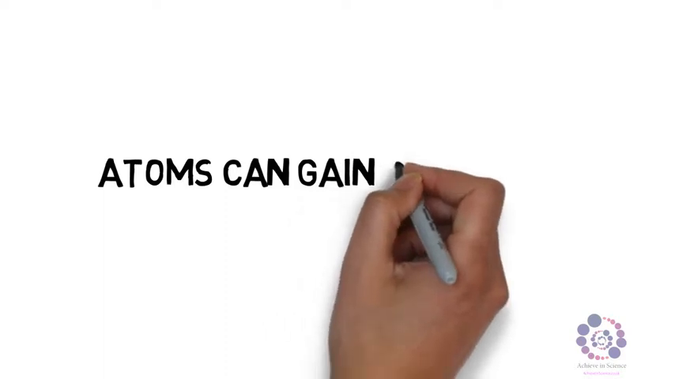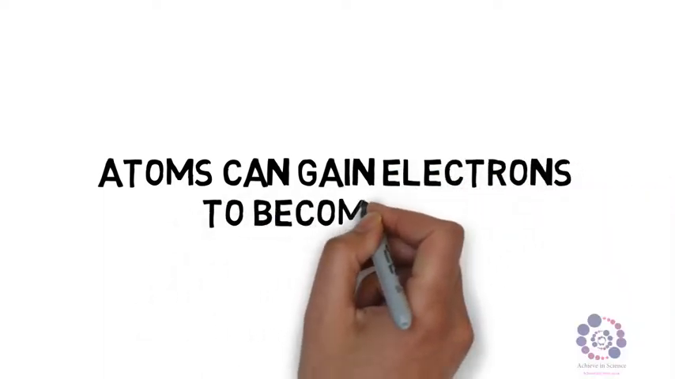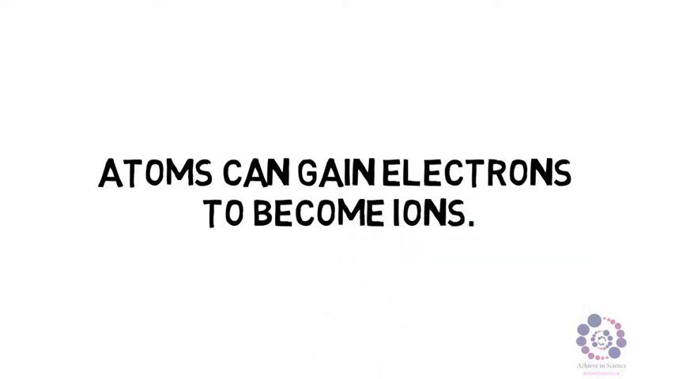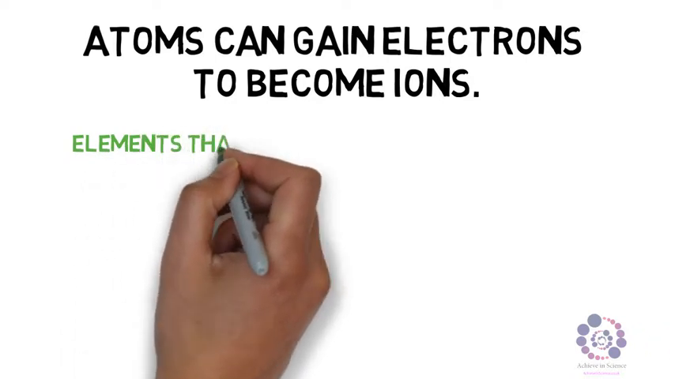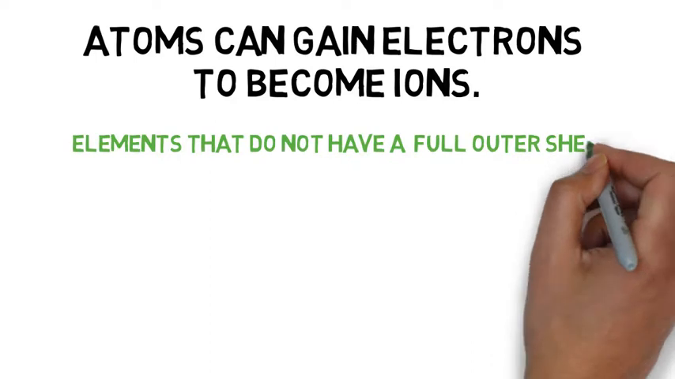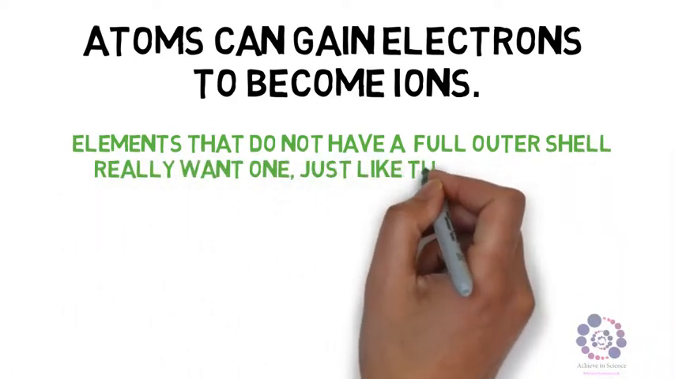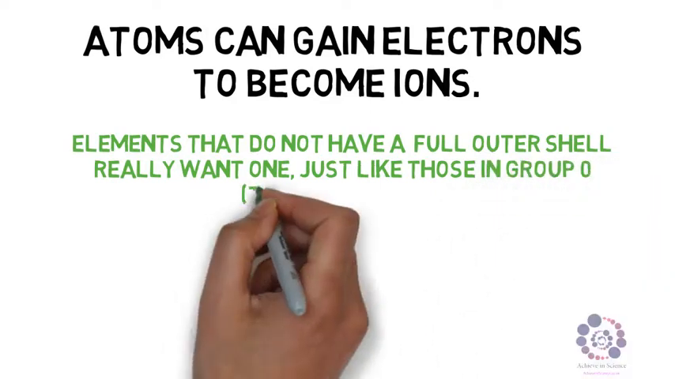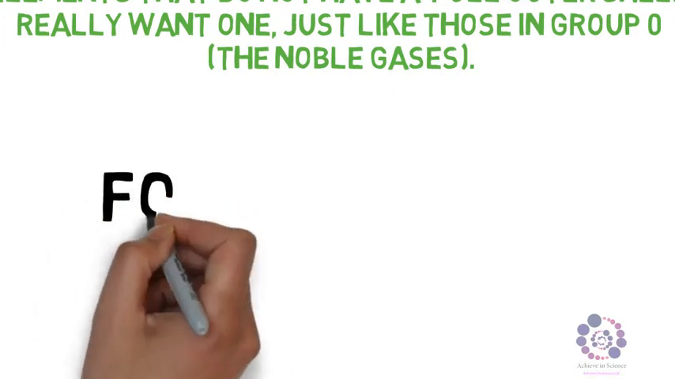So atoms can gain electrons to become ions. So let's have a look. Elements that do not have a full outer shell really want one. They want to be just like a noble gas, just like those in group 0. Therefore, what they will do is form an ion. So let's have a look at the formation of ions, in this case negative ions.